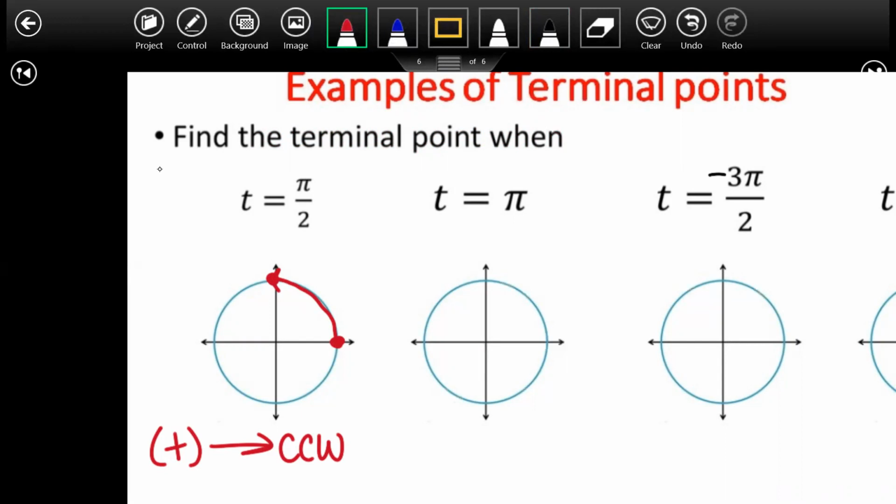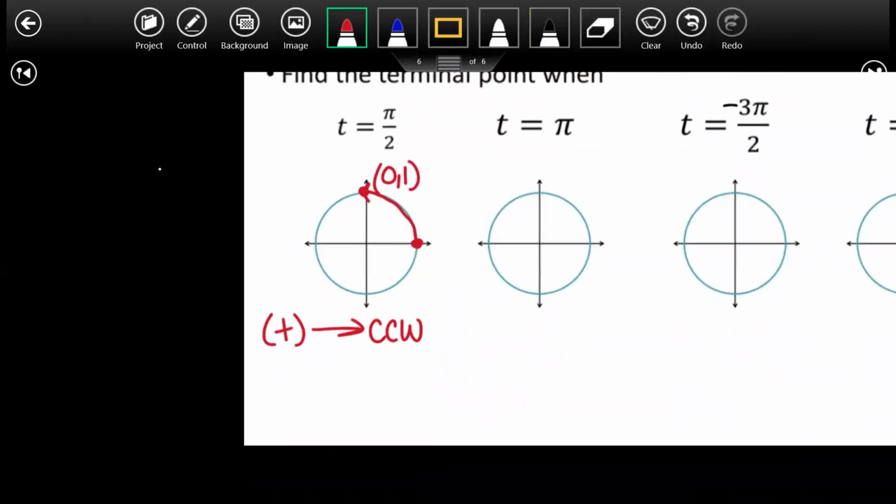Looking at your unit circle, look where the radians are at. We're moving along the unit circle. What's our coordinate point for that? What's the coordinate point, Luke? 0, 1. So in reference to this, since T is equal to pi over 2, our point that we're going to reference is 0, 1.